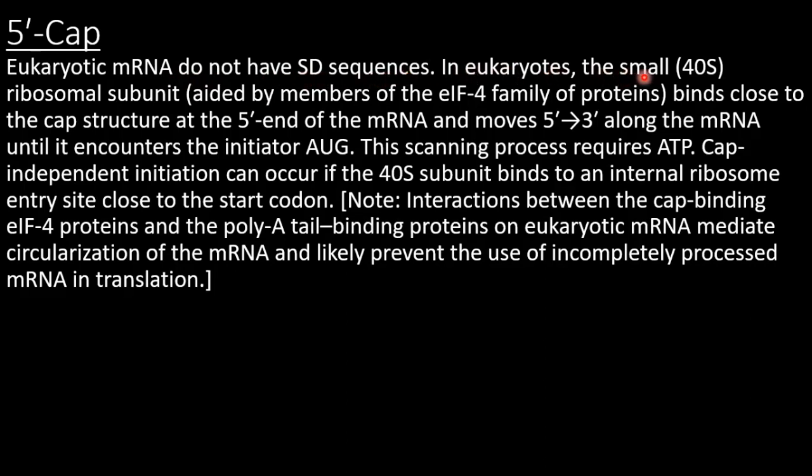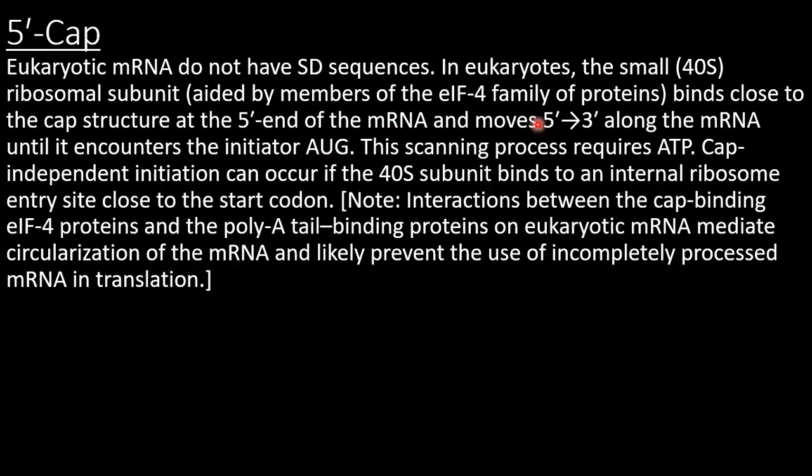Now, in eukaryotes, the small 40S ribosomal subunit, aided by members of the eukaryotic initiation factor 4 family of proteins, usually binds closely to the cap structure at the 5' end of the messenger RNA, the 7-methyl guanosine cap, and then it will move in the 5' to 3' direction along the messenger RNA until it encounters the initiator AUG codon. Okay, so there will be a region which is untranslated at the 5' end. It is known as the 5' UTR, 5' untranslated region.